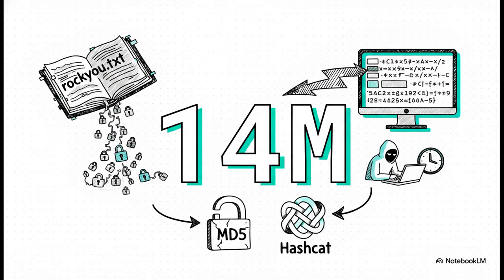14 million. That is an absolutely massive number, and it represents the amount of highly common passwords sitting in an infamous, widely distributed file called rockyou.txt. Hackers use a tool called Hashcat to run dictionary attacks utilizing this exact file. If a database was built using an older, weaker hashing algorithm like MD5, Hashcat can brute force those 14 million possibilities in literally seconds, taking that secure-looking hash and spitting out the plaintext password.